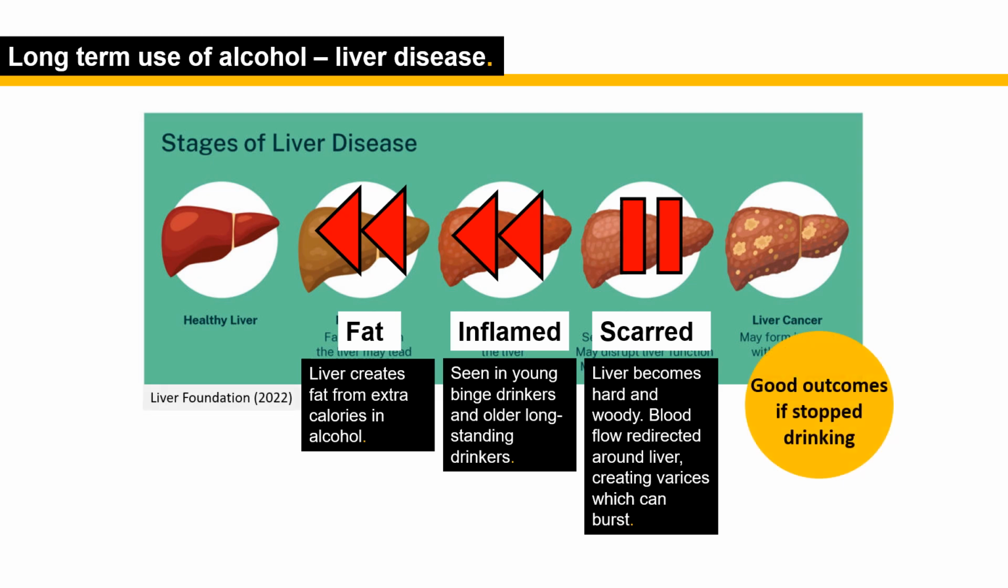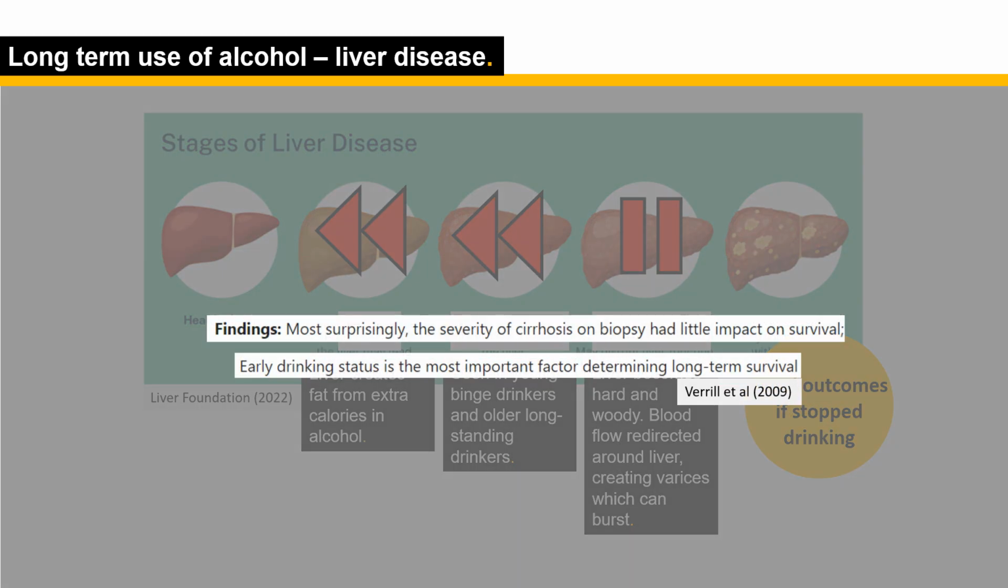And we know this from a particular study that was done looking at survival rates for people with liver cirrhosis. They said that actually what they were surprised at in this study was that survival didn't necessarily depend on how severe your cirrhosis was. It was more about whether you stopped drinking or not. If you stopped drinking, the outcomes were really quite positive.